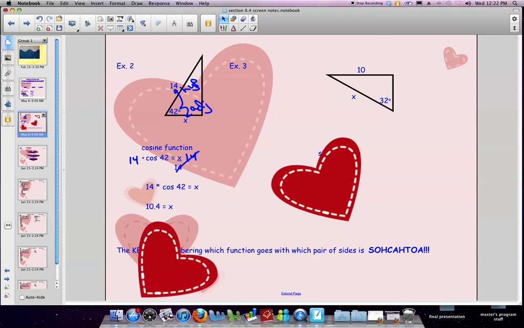Put that in my calculator, and you should get 10.4 approximately for your answer. That would be the answer. That means the length of this side would have to be 10.4.